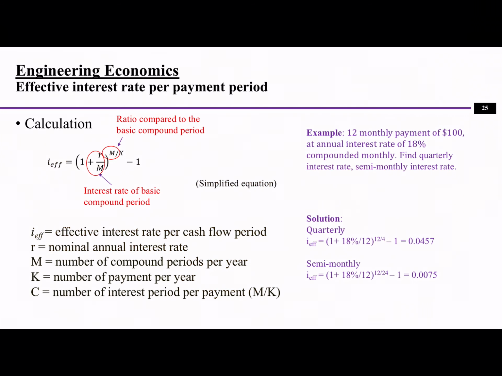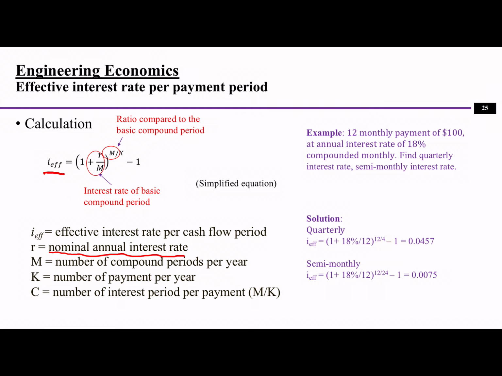Well, in this case, how do we calculate the new interest rate? We are going to use this equation to calculate that. So the effective interest rate equals (1 + r/m) to the power of m divided by k. What does it mean?